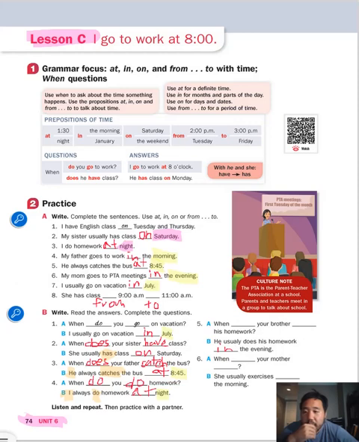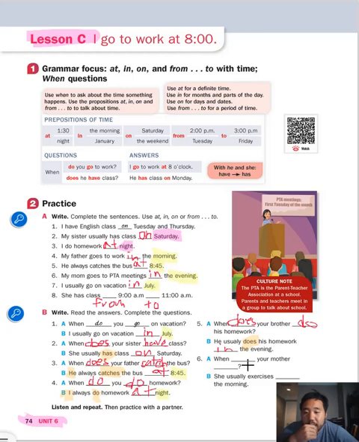The pronoun is he, so it's when does your brother, and the verb is does. This is the verb. So in the question form, the verb doesn't have an S, so it's when does your brother do his homework.